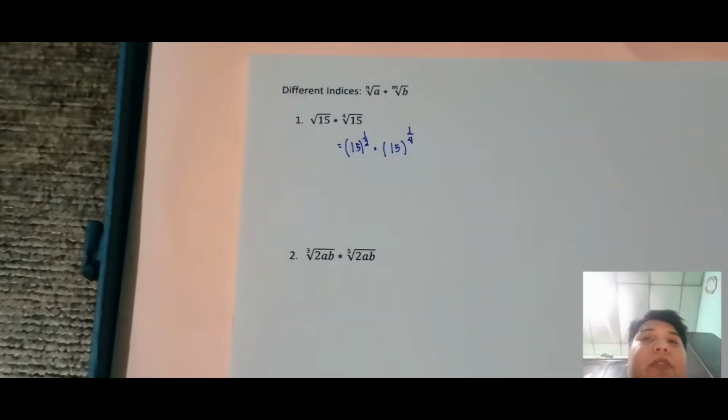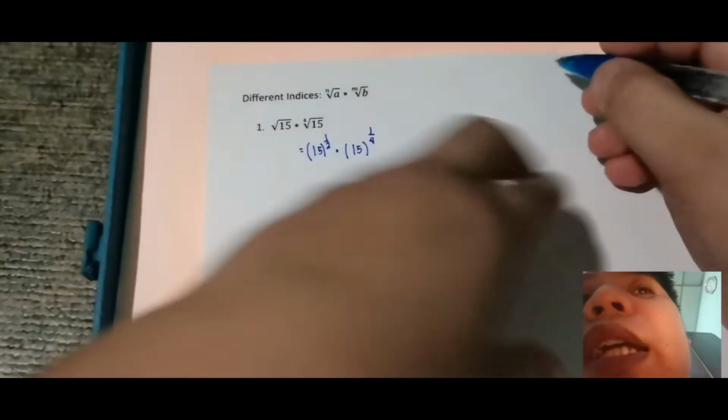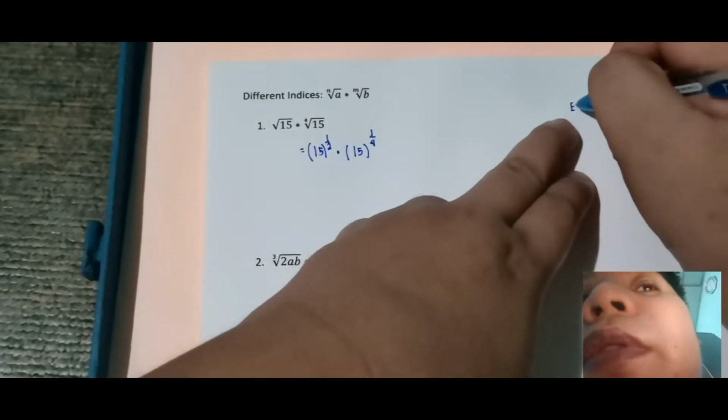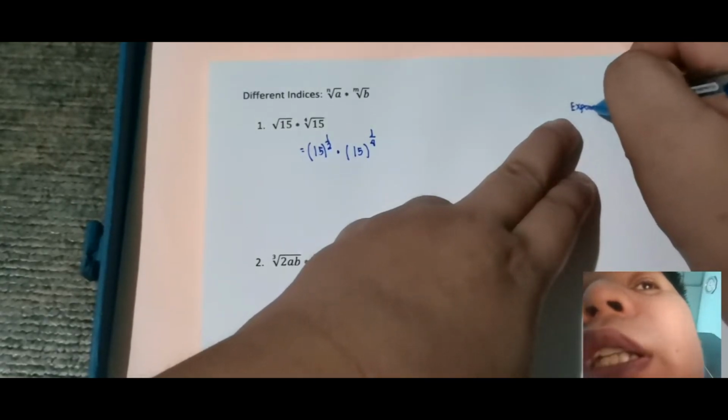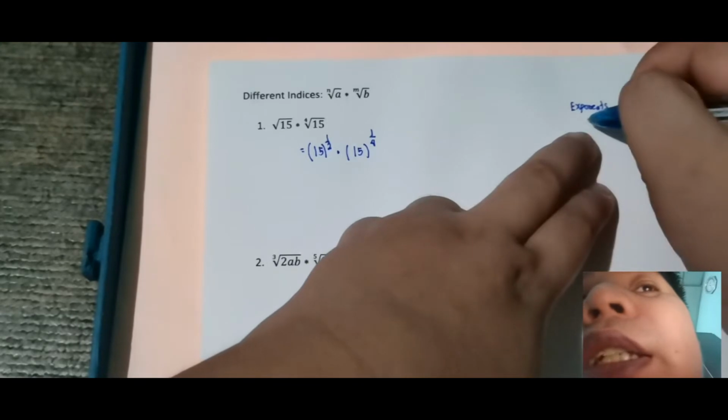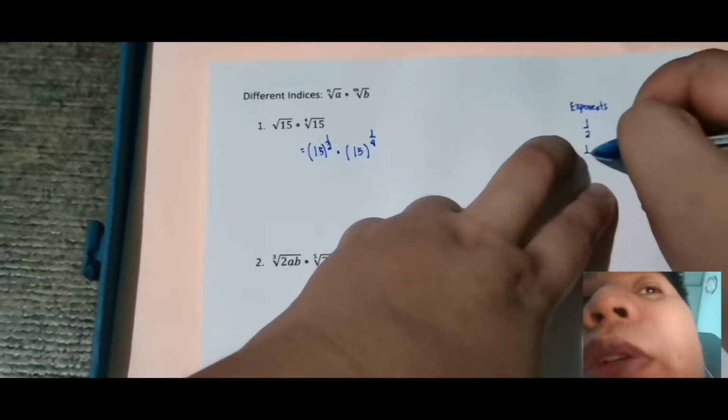Okay? So, next na gagawin natin. Sir, ano po next na gagawin? I-consider mo yung kanyang exponent. Ano yung exponent niya? Ang exponent natin is si 1/2 saka si 1/4. Tama? Ang exponents natin is si 1/2 and 1/4.